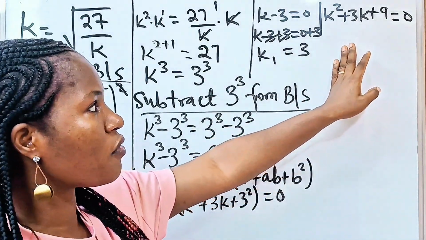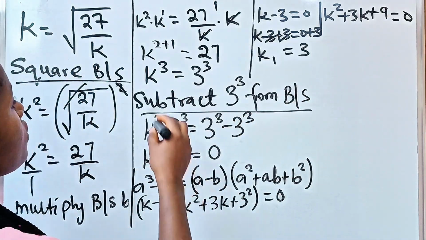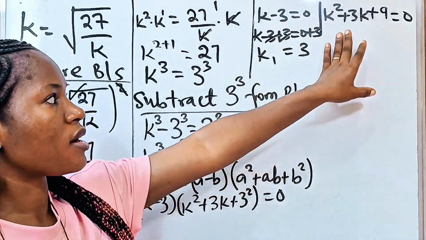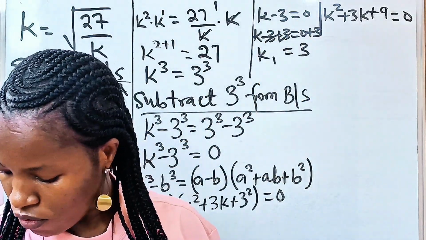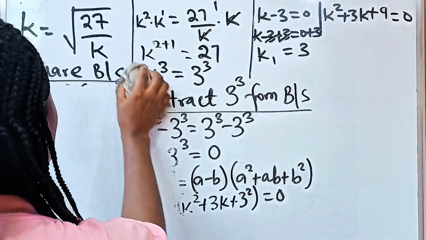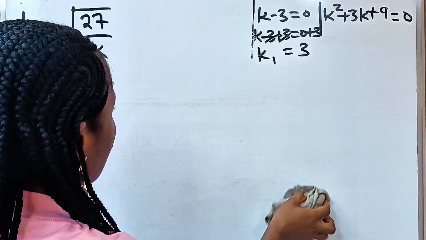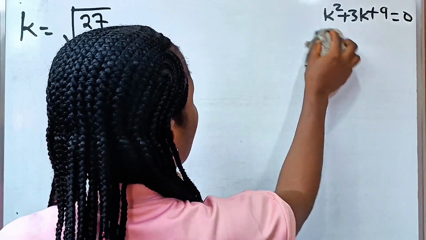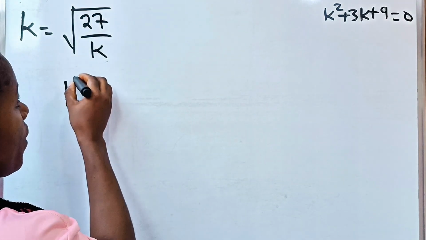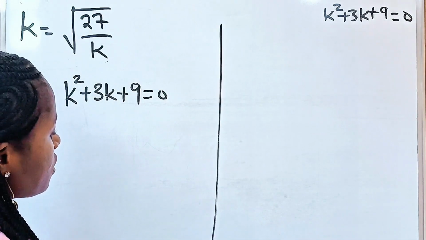Now for the second value of k, we are going to solve this using the quadratic equation formula. So I'll write the first value of k somewhere, then I'll clean everything so that I'll have enough space to solve for the second and the third value of our k. All right, now look at what we have. We have k squared plus 3k plus 9 is equal to 0.